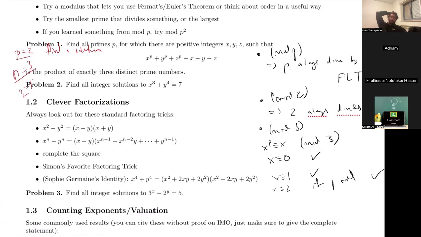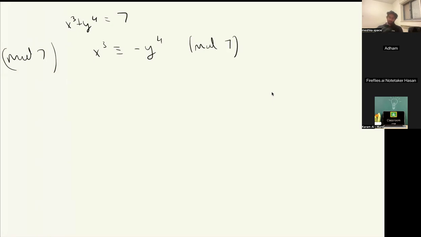Okay, so you're considering mod 7, right? So let's think about that. Let's see what happens if you consider mod 7. We want x to the 3 plus y to the 4 equals 7, right? And if you consider mod 7, what do we get? It's a good idea, because then we get some nice equation like this. And now the question is, does this have solutions mod 7?